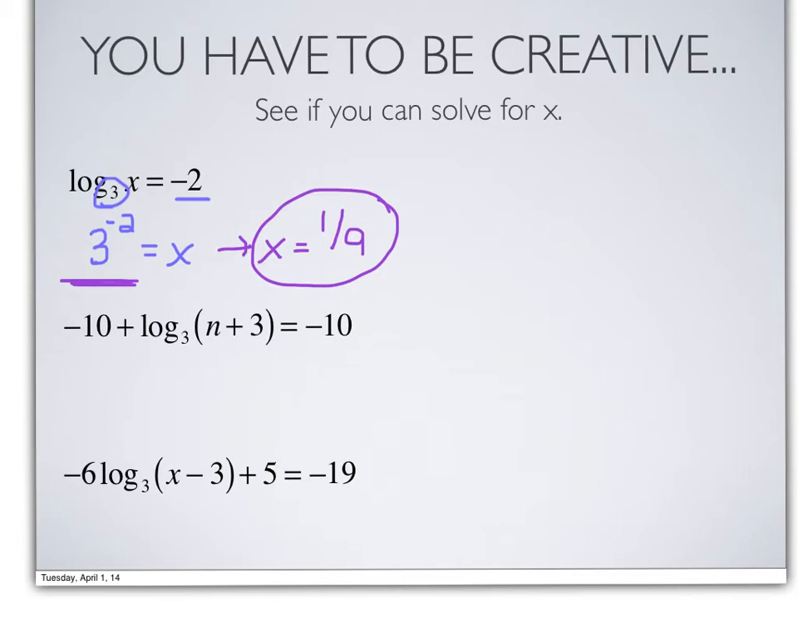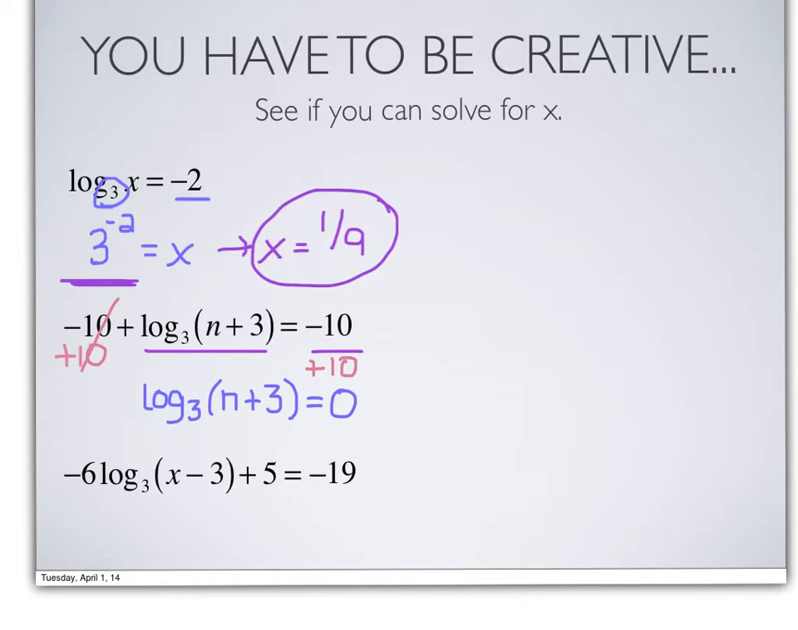Now looking at that next one, it's not quite as straightforward because I don't just have log equal to a number. I have this extra negative 10 sitting here. So before I can start anything, I need to get rid of that negative 10 there on the left. I need to move that. So I'm going to add 10. And so now I'm left with log base 3 of n plus 3 equals negative 10 plus 10 is 0.